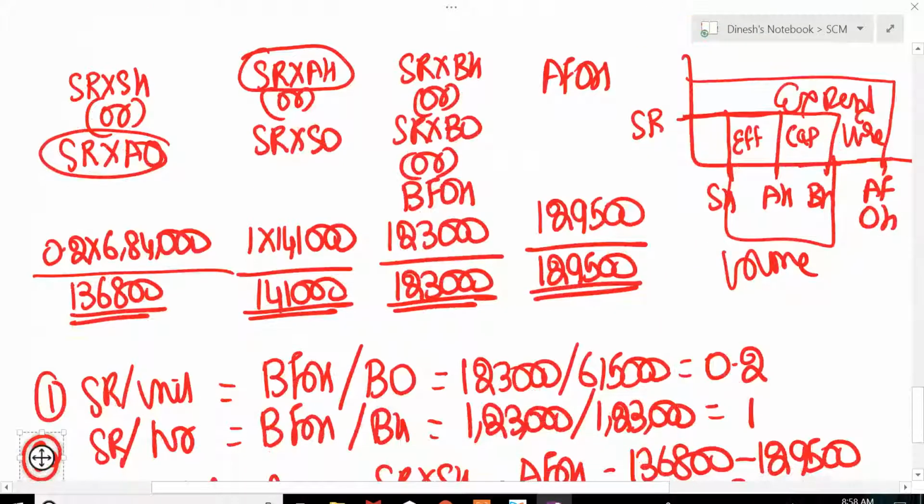For example, your expenditure variance is SR into BH minus AFOH. This part, this entire part, SR into BH minus AFOH. Your efficiency is SR into SH minus SR into AH. Your capacity is SR into AH minus SR into BH. So somewhere the formula is going to come from the chart. You be clear on the chart. You need not remember any formula in standard costing.